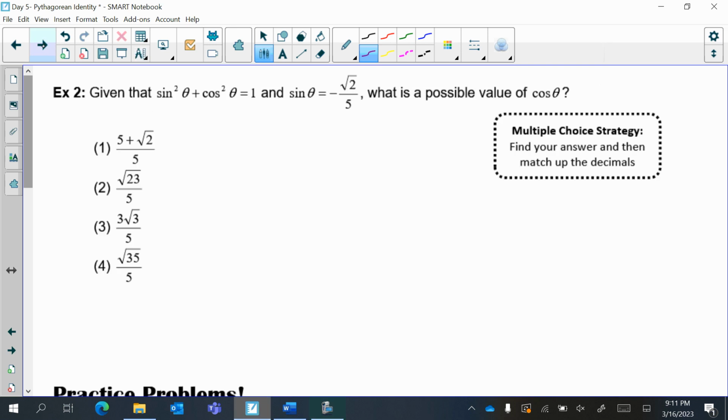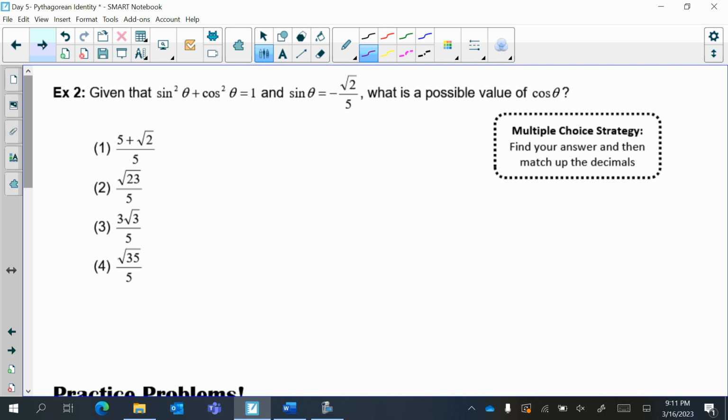Let's go on to the next one. This is how you might actually see it as a multiple choice option on the Regents. And I understand there are so many different ways to do it. There are even different ways to do the one that we just did. But we're going to practice using the Pythagorean identity sine squared theta plus cosine squared theta equals 1. And this is actually really important. We're going to keep using this Pythagorean identity in pre-calc and in calc later on as well.